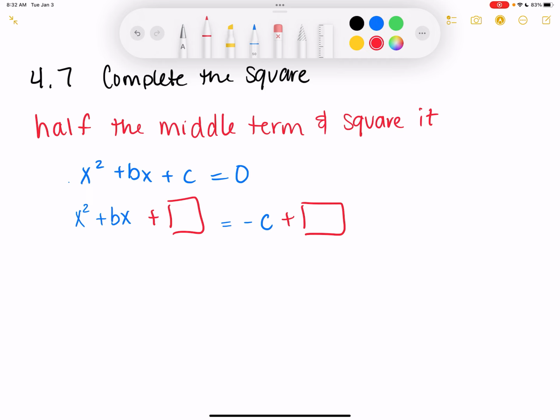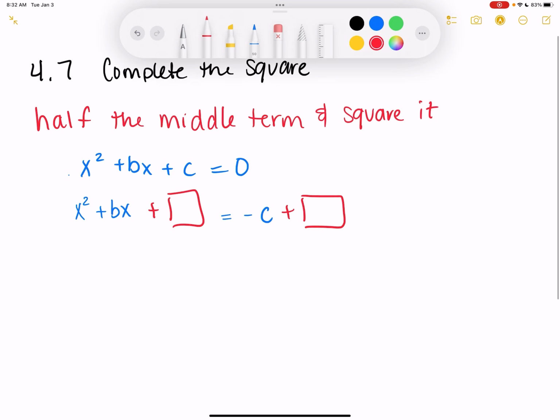So we half the middle term, so we take half of b and we square it. So it's going to be in this box b over 2 and that whole thing squared. And what we do to one side, we have to do to the other. That's why I put the boxes there, so that you remember, I did this to the left side, I also need to put it on the right side, so we would also add the b over 2 squared to the other side. So then, like I said, we wanted our perfect square trinomial, so now this factors into x plus b over 2 and that whole thing squared.